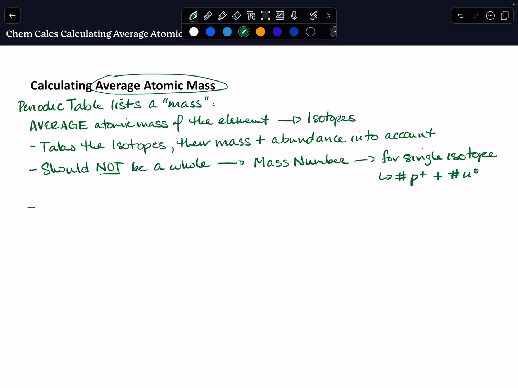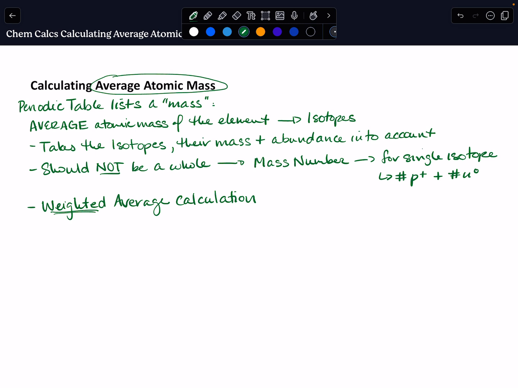Instead, that average atomic mass is a weighted average calculation. So what does that mean, a weighted average? Well, it means that because these isotopes aren't all present in the same abundance, those isotopes that have higher abundance values have a greater effect on what the average atomic mass is than those that have a lower abundance value.